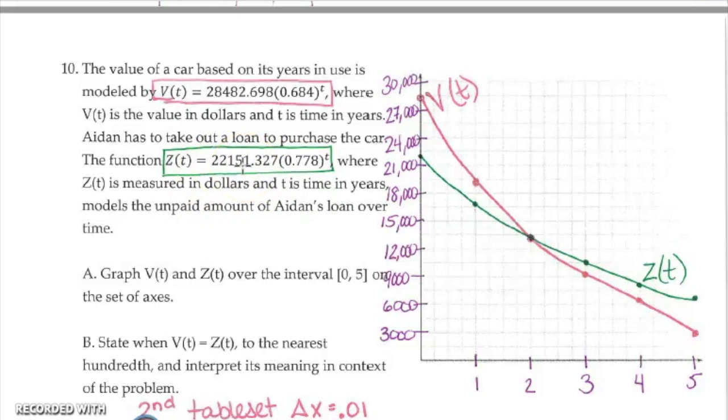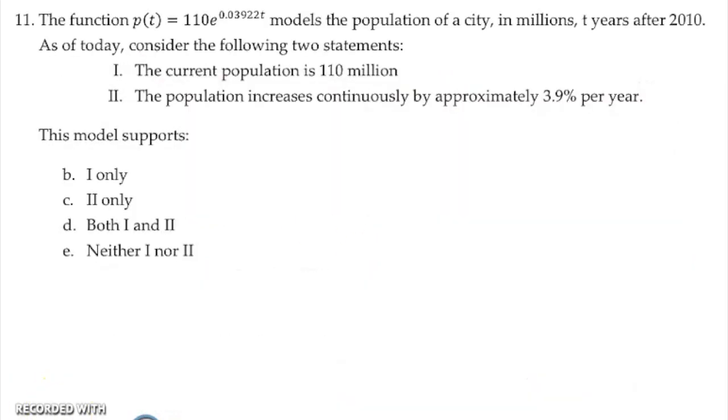Okay, let's look at the next one. The function P of T, 110e to the 0.03922t, models the population of a city, T years after 2010. So let's see what we know. From that equation, I know that my initial is 110. I know that it's continuous growth because of the E, and I know that the rate is 3.922%. So I've already got that.